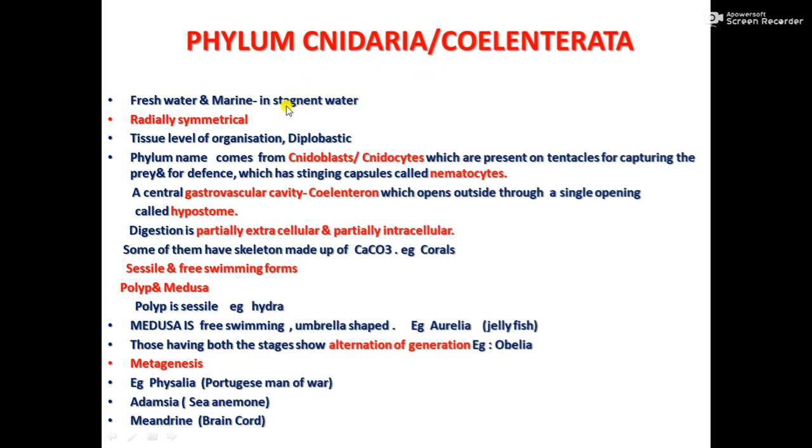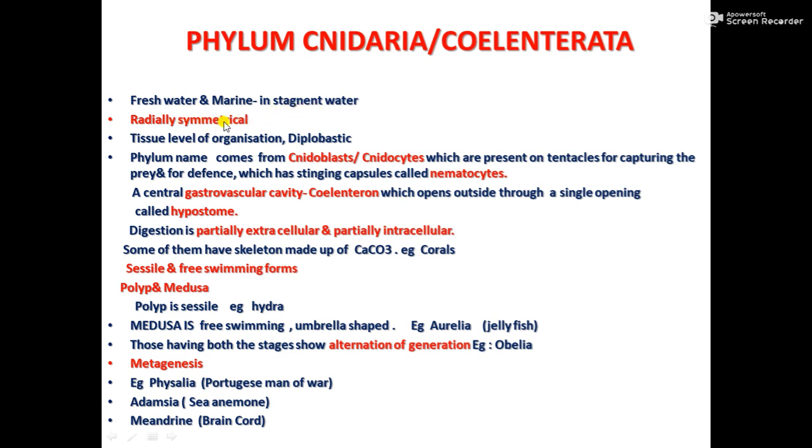Now let us go into the detail. First of all, their habitat. These are animals which live in fresh water as well as marine water. So their habitat is aquatic. Some of them are in fresh water, some of them are in marine water, stagnant water which is not flowing.